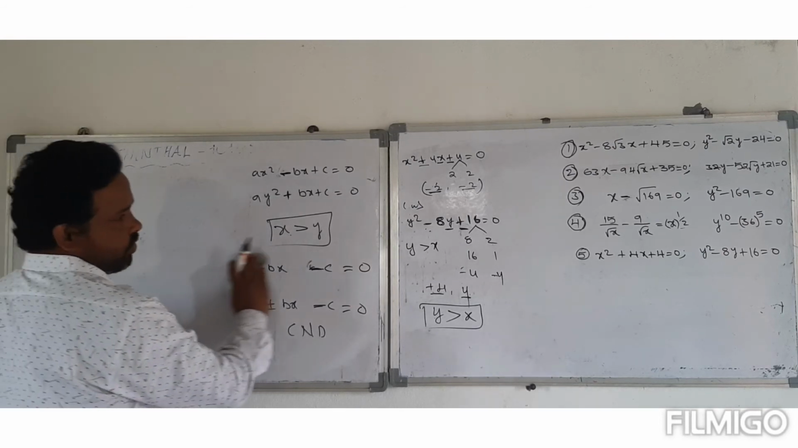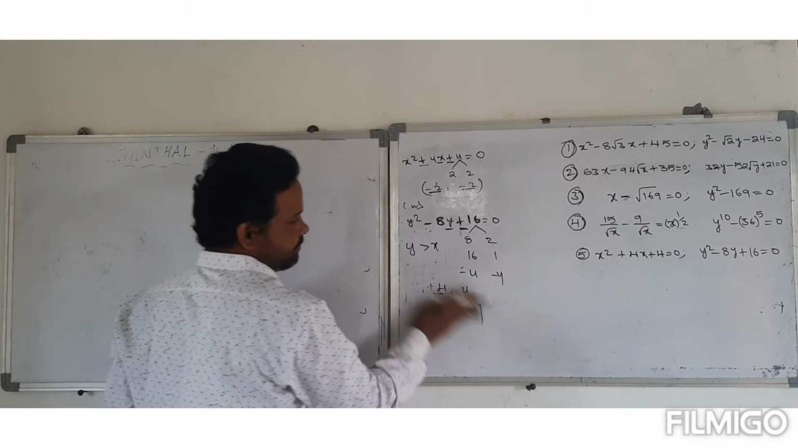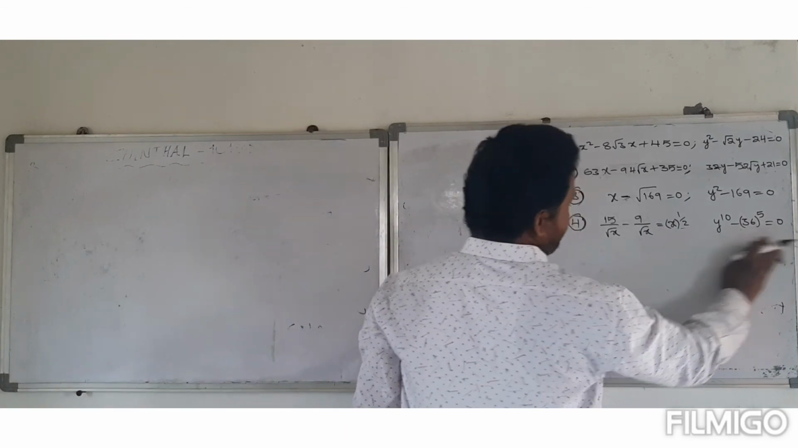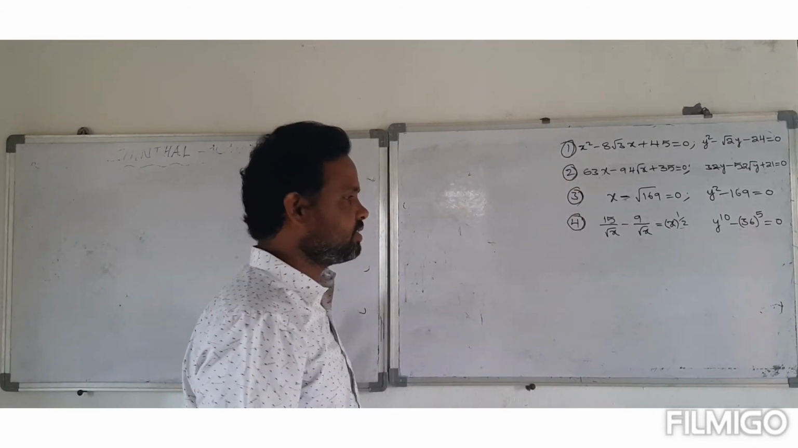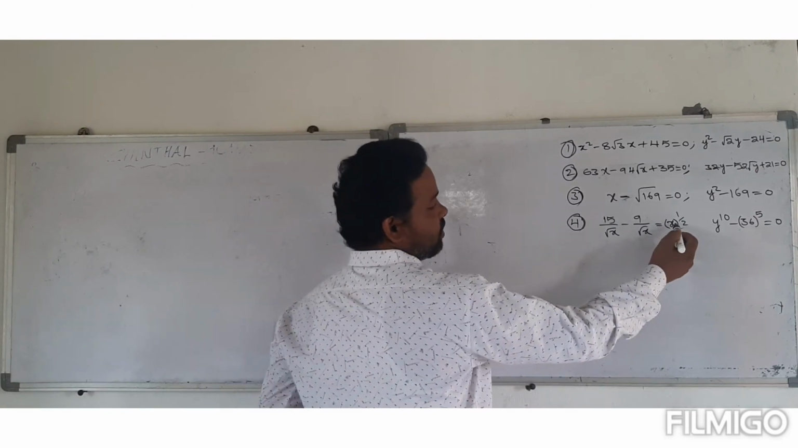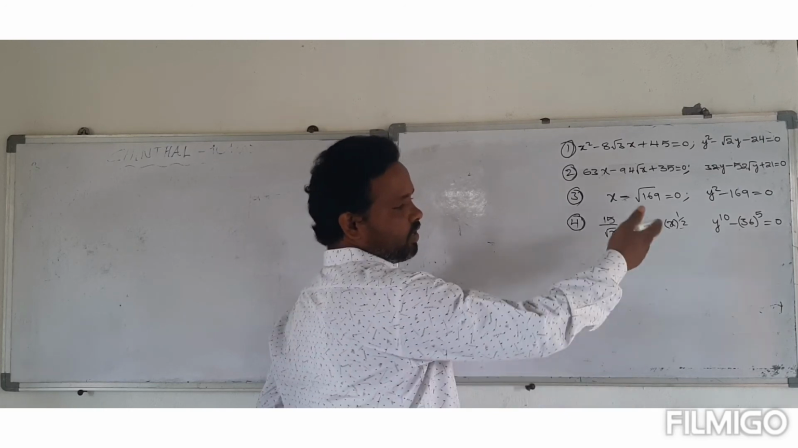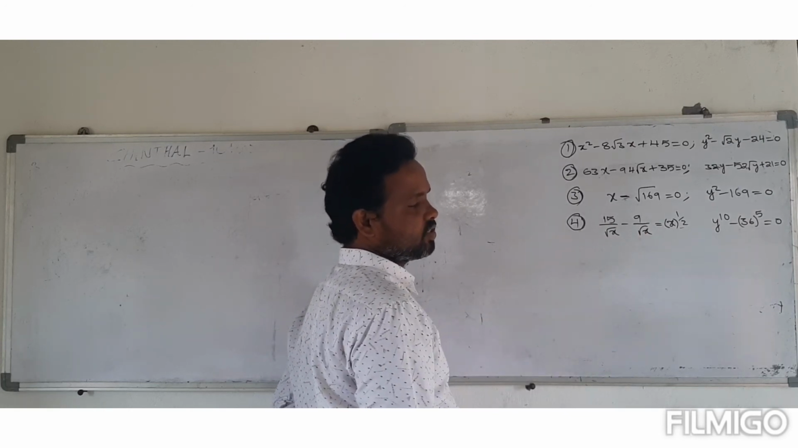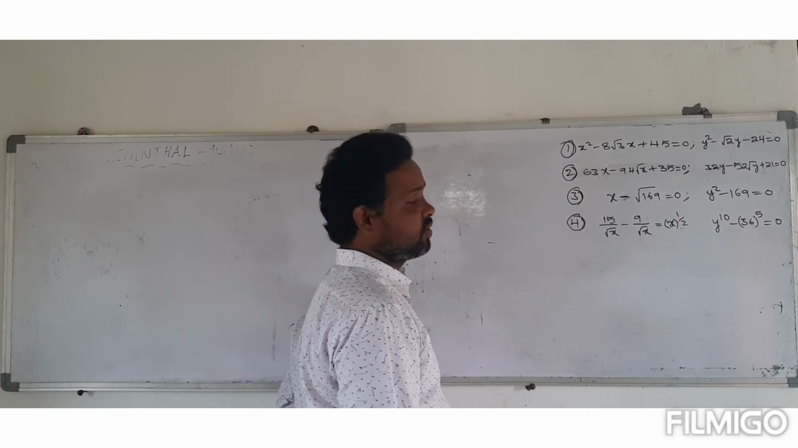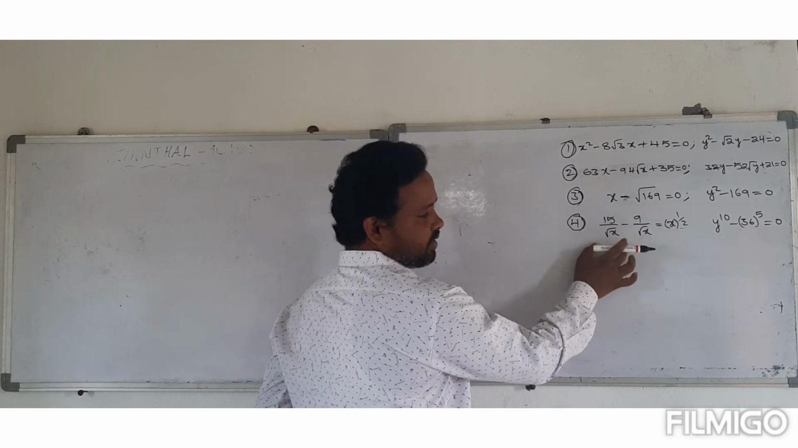Right. We are going to the next problem. There is given 15 by root x minus 9 by root x is equal to x to the power of 1 by 2, and y to the power of 10 minus 36 to the power of 5 is equal to 0. These two are fractions.